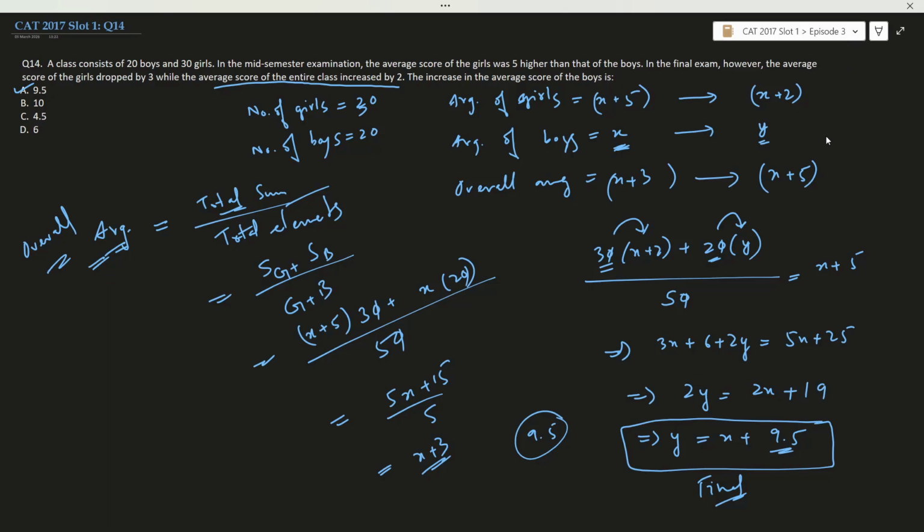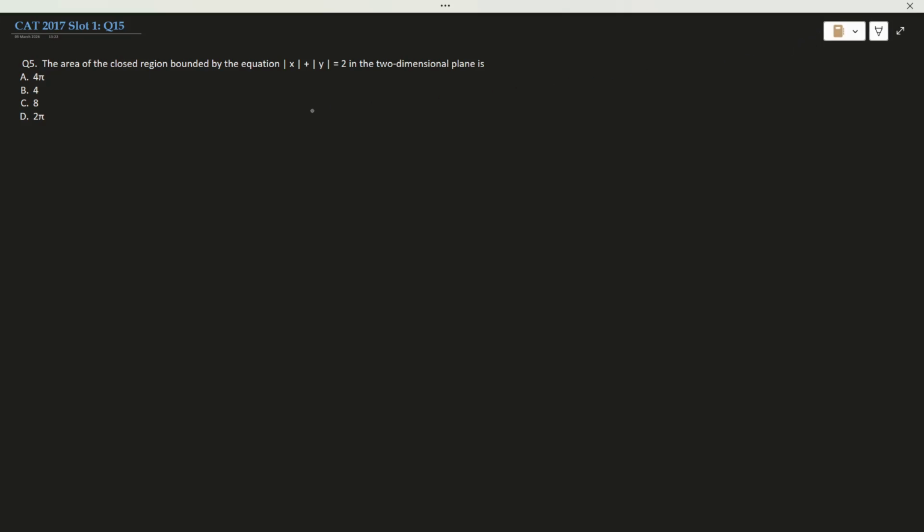Let's move on to the last question for today's episode, guys. The area of the closed region bounded by the equation mod x plus mod y is equal to 2 in the two-dimensional plane. Alright guys.